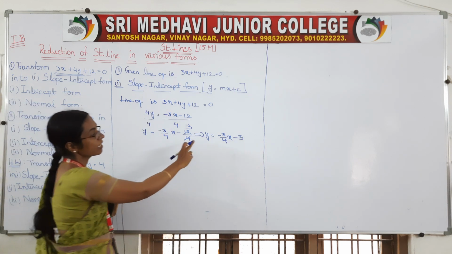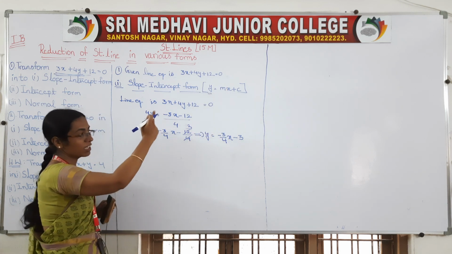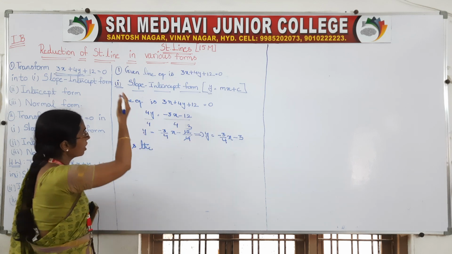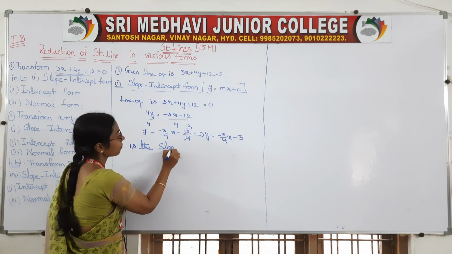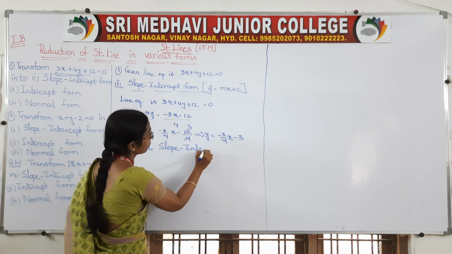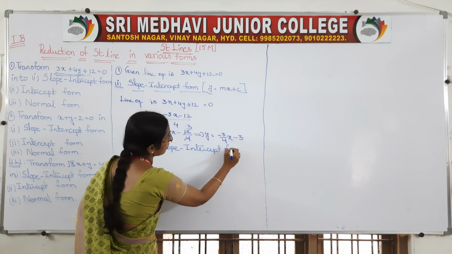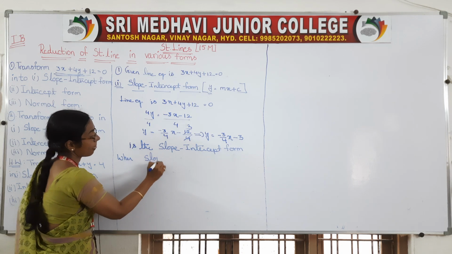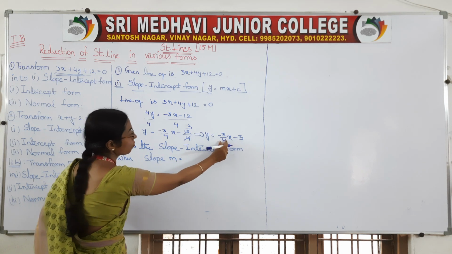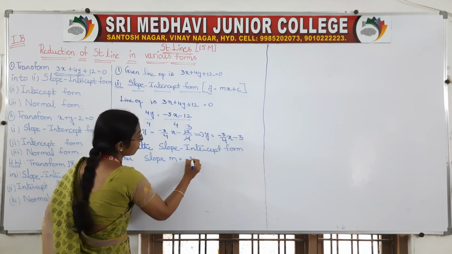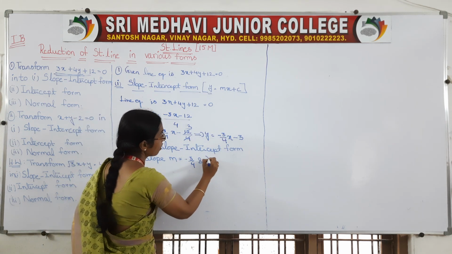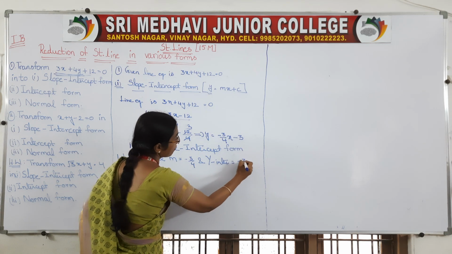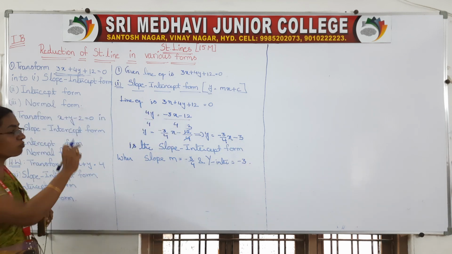See, it is exactly in the form y is equal to mx plus c. So this is the required form, the slope intercept form. What is your slope? Slope m is equal to minus 3 by 4, and the y intercept is called c. In the c place we have minus 3. That's all. This is your first part.